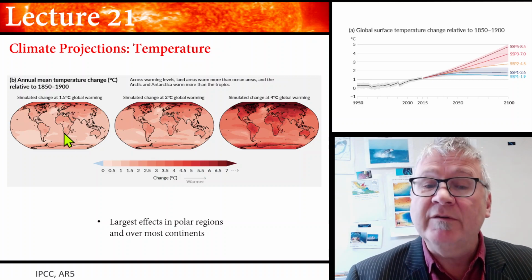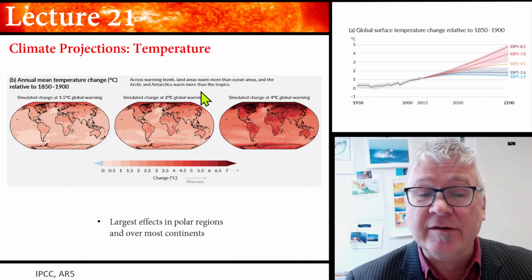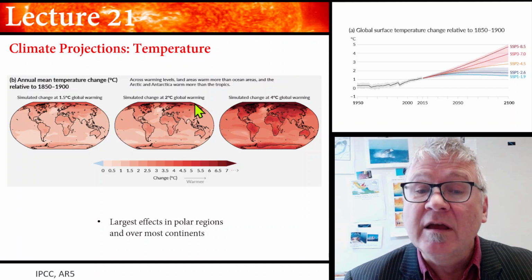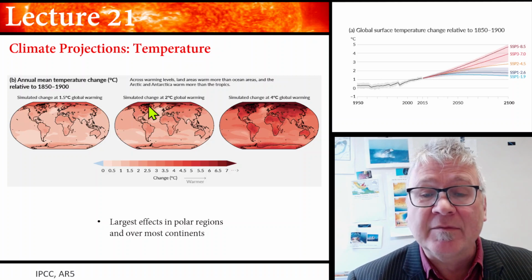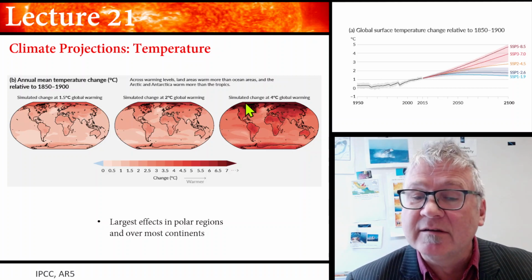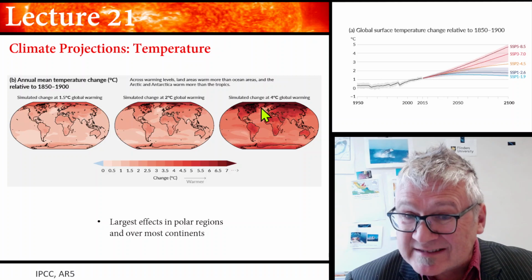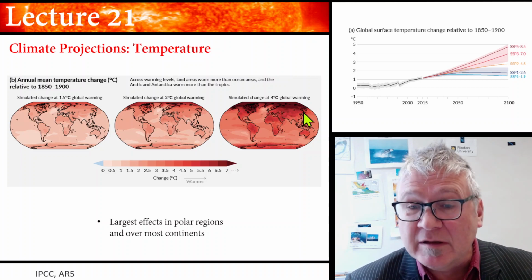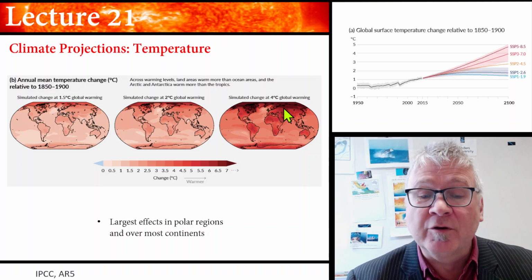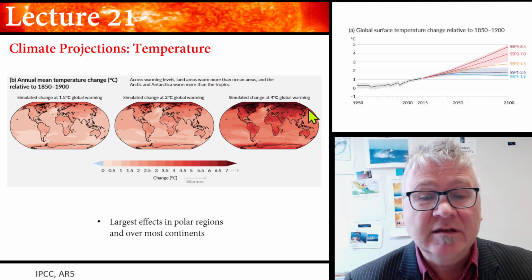So if you now have an average of 2 degrees Celsius, as shown here in the middle, again you get a similar structure, but it's more intensified. More intensified in the Northern Hemisphere and the polar, subpolar regions. If you have a simulated change of 4 degrees global warming, shown here on the right-hand side, you get a much amplified signal in the polar, subpolar regions, including the mid-latitudes in the Northern Hemisphere. Even more over land as opposed to the ocean region. And you get changes exceeding 7 degrees Celsius in these areas.